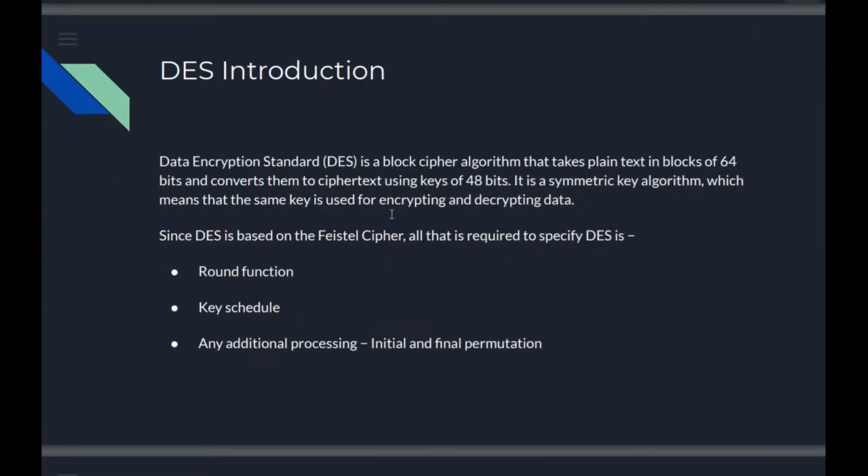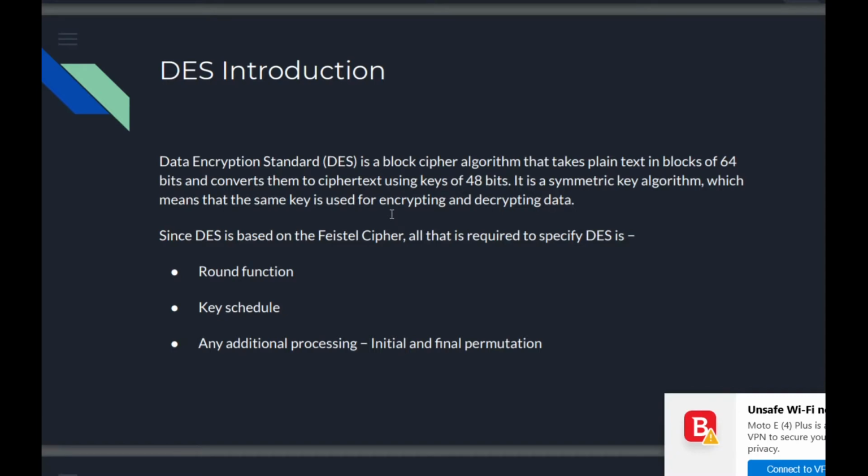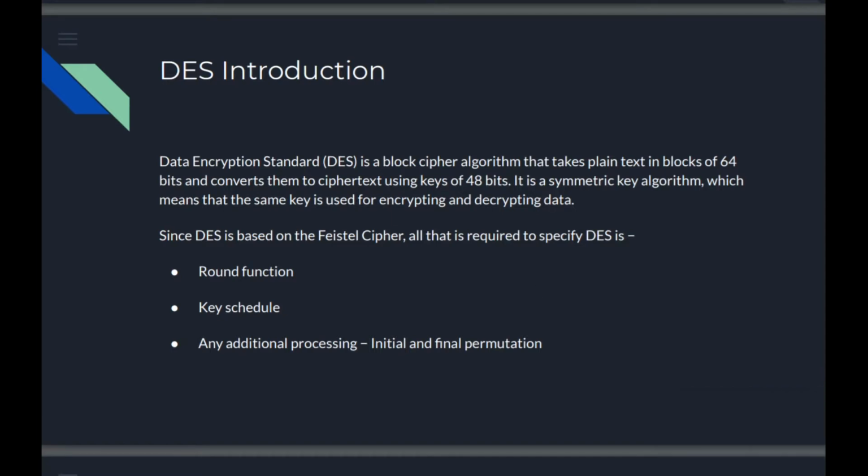DES stands for Data Encryption Standard. It is a block cipher algorithm that takes plain text in a block of 64 bits and converts it into ciphertext using 16 keys of 48 bits. It is a symmetric key algorithm, which means the same key is used for encrypting and decrypting the data. Since DES is based on the Feistel cipher, all that is required to specify DES is the round function, that is 16 rounds in this case, second is key scheduling, that is generating a round key, and third is additional processing like initial and final permutation.